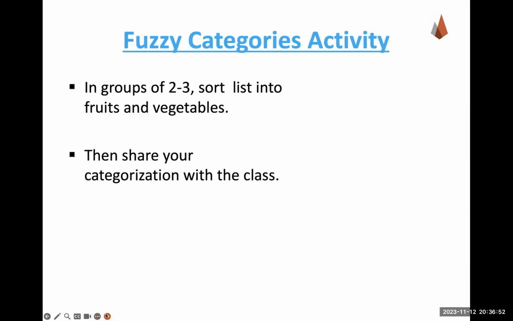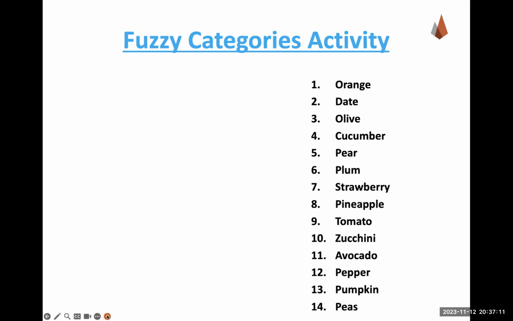Now we're going to sort another set of words. This time, the categories are going to be provided for you. You're going to sort these words into fruits and vegetables. Orange, date, olive, cucumber, pear, plum, strawberry, pineapple, tomato, zucchini, avocado, pepper, pumpkin, and peas.